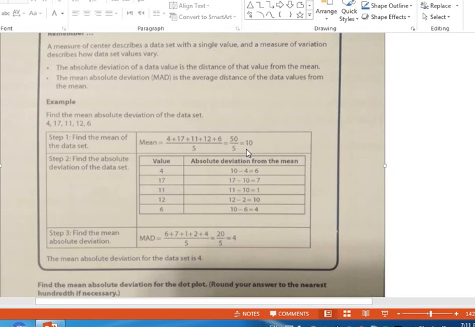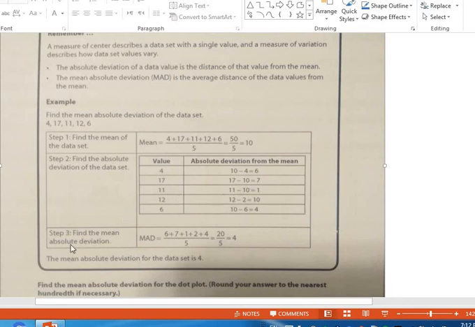I have here 10 minus 4, okay? And I have here 10, and I have here 17. So the bigger number minus the smaller number, which gives me the absolute value here. 11 minus 10, 12 minus 10. Here I have 10 minus 6, okay, the greater number minus the smaller one. So here I have calculated the absolute deviation from the mean.